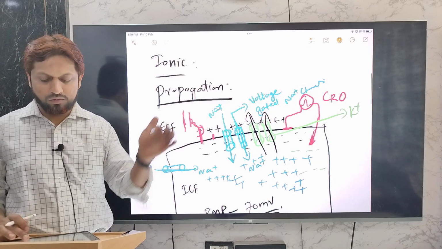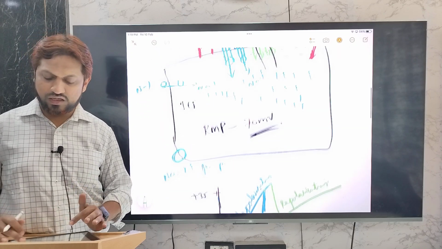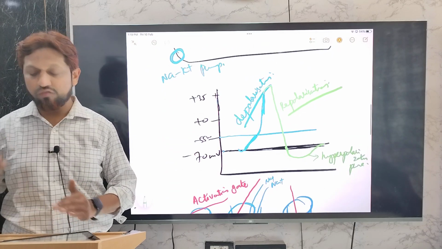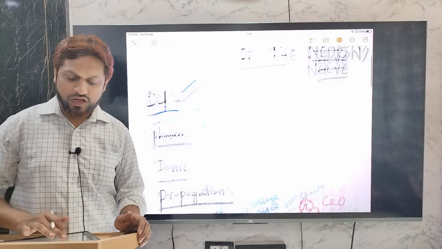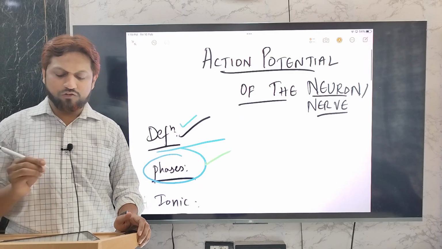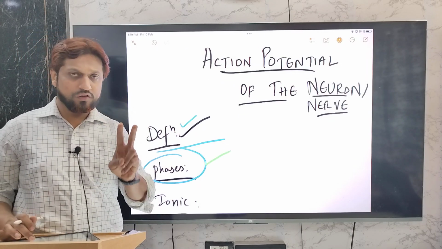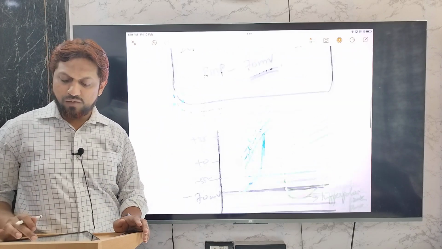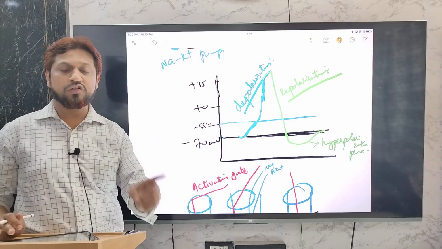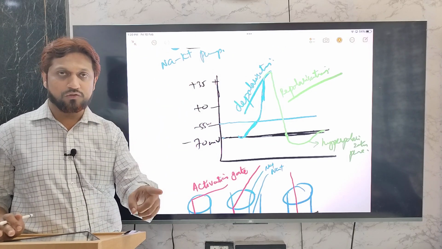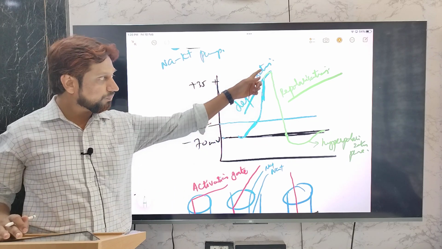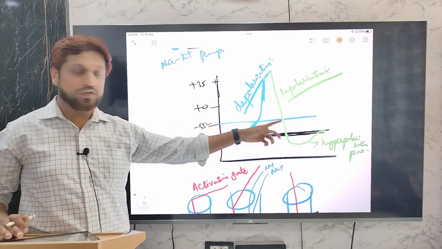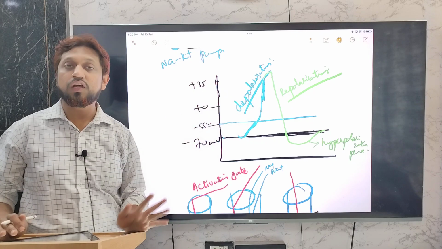If one more time an electrical stimulus is given, then again there is a wave of depolarization, then a wave of repolarization. So we have now studied the phases of the action potential. The two important phases are depolarization and repolarization. Depolarization is due to the opening of the voltage gated sodium channels, and repolarization is due to the opening of the potassium channels and simultaneous closure of the sodium channels.